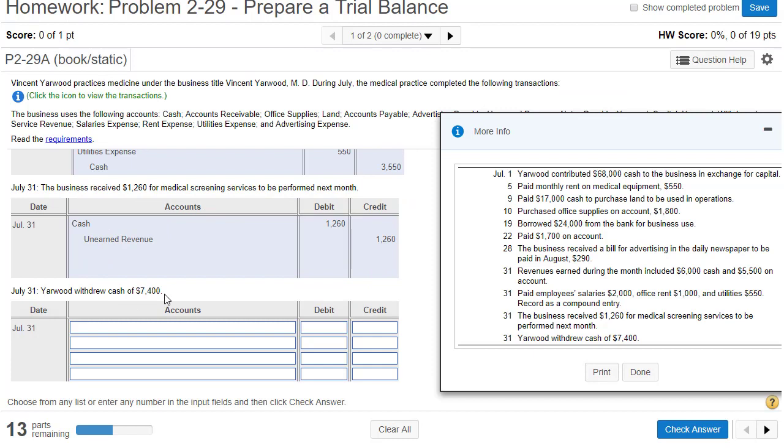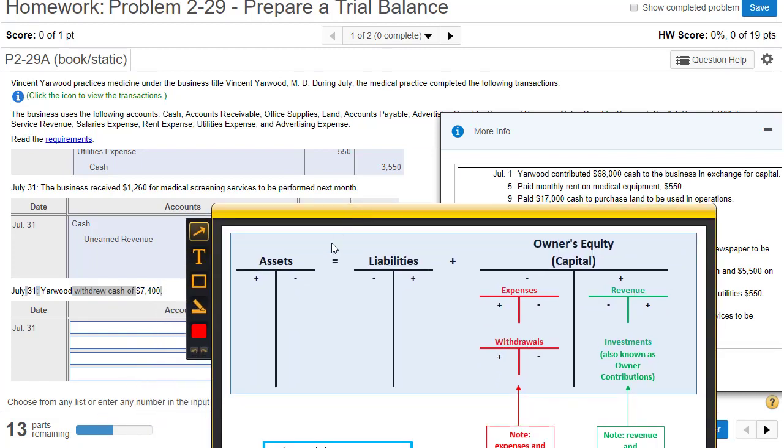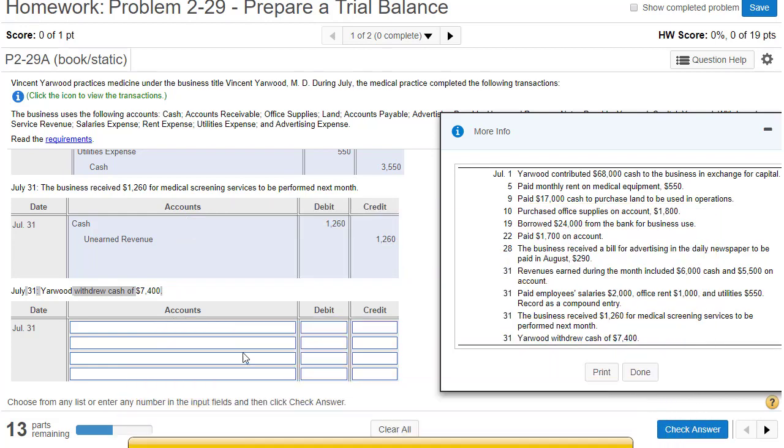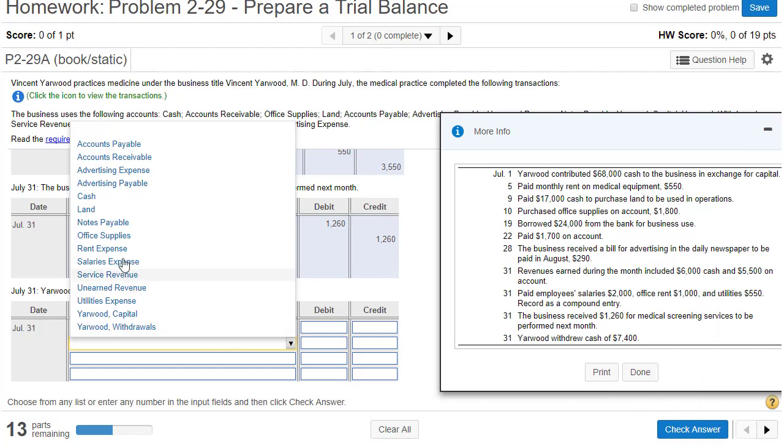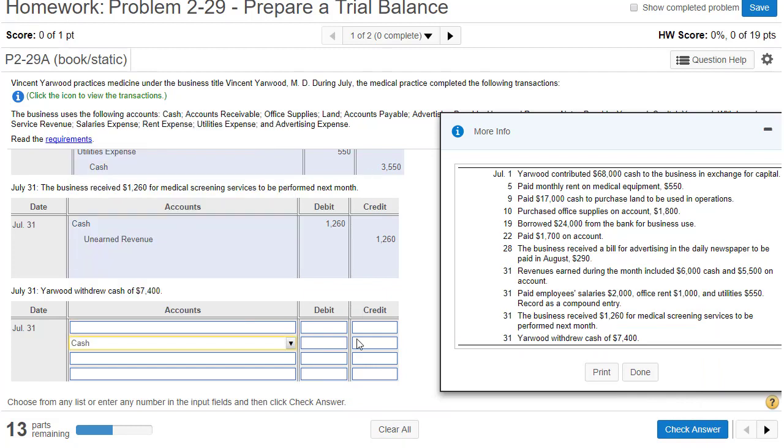And then finally, on July 31st, Yarwood withdrew cash. So since cash is involved, let's do cash first. Cash is an asset, so is cash going up or down? Well, it's going down since they withdrew it. So cash is going to be the credit account, $7,400. And now we need a debit.